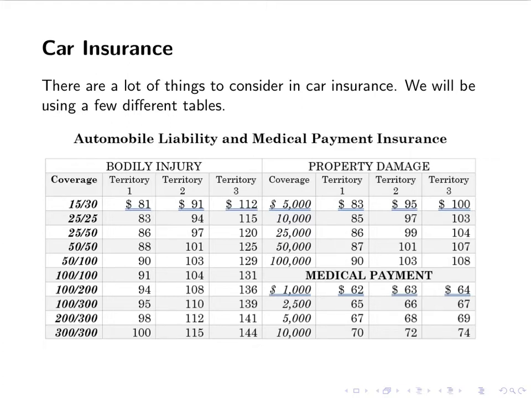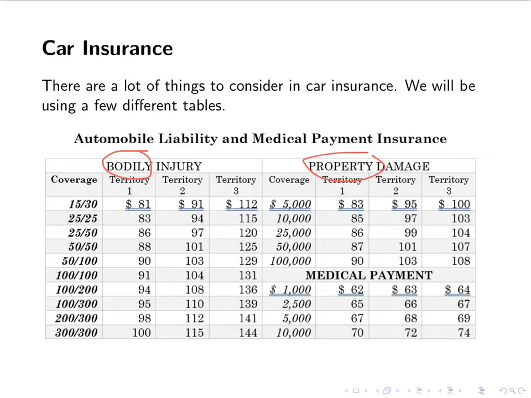Liability covers the things and the people that you hit. Medical covers your own body. Liability is divided into bodily and property. Bodily means people, property means things. Please don't get them confused.